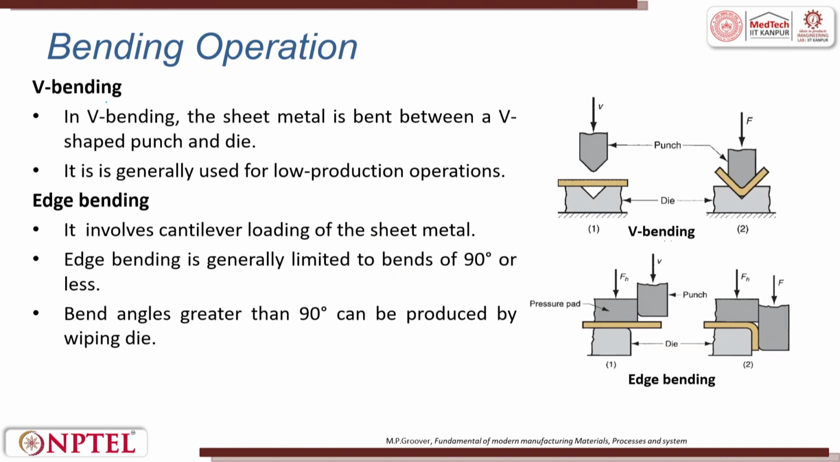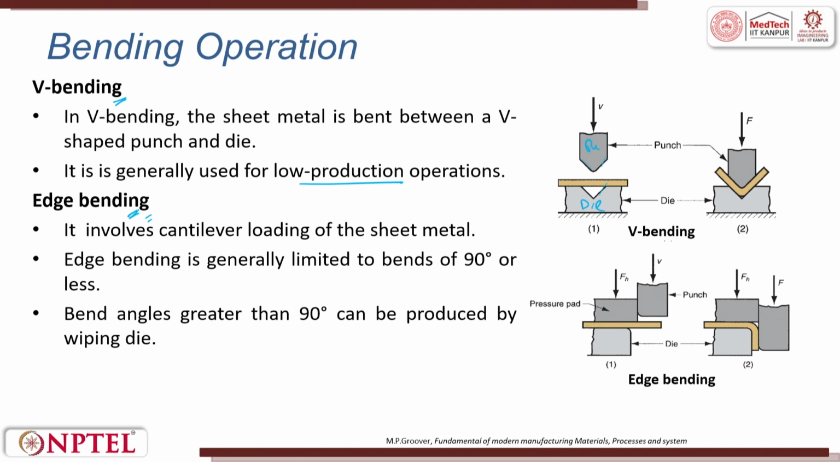In bending we can do V bending and edge bending. In V bending, the sheet metal is bent between a V-shaped punch and a die. This is a die, this is a punch. So, when it presses, it makes a V-shaped component. It is generally used for low production processes.